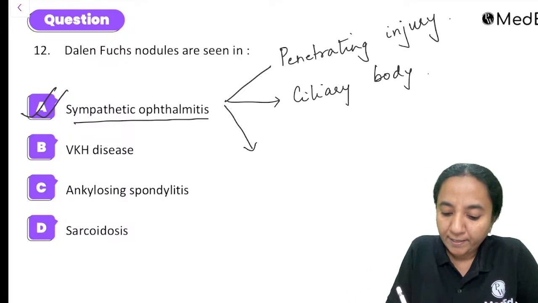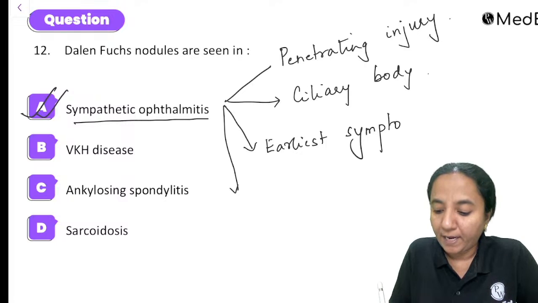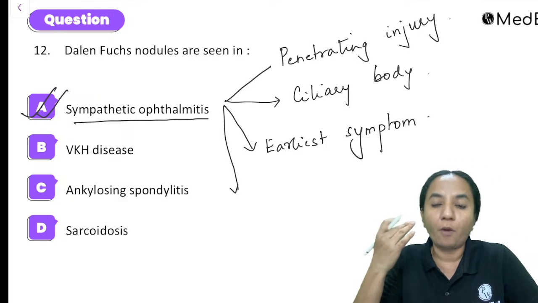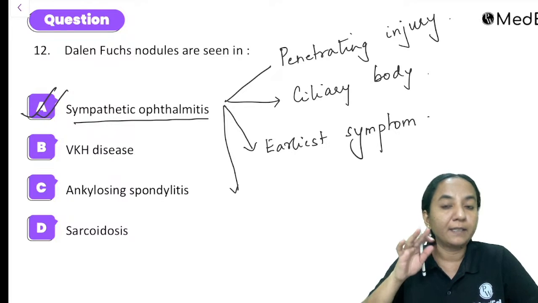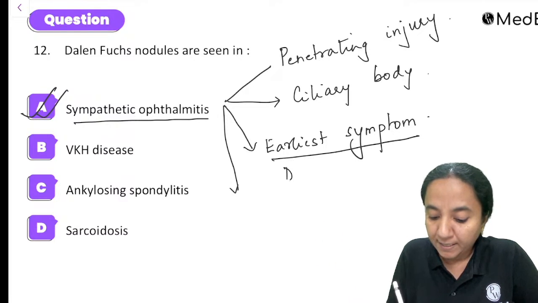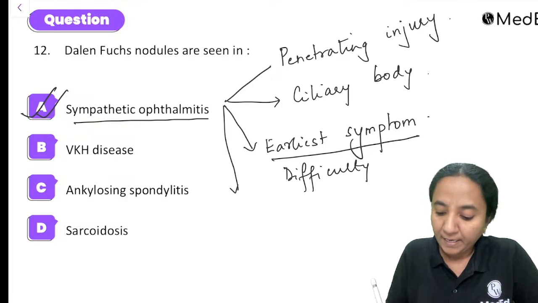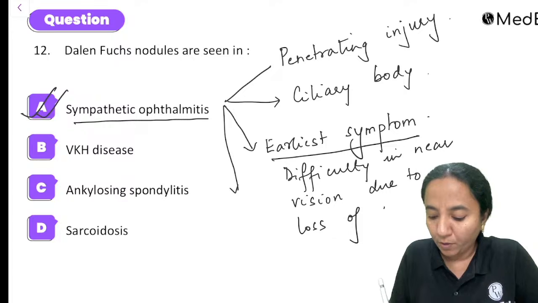So what is the earliest symptom and the earliest sign of sympathetic ophthalmia? Because one eye is already affected because of trauma, and the uveitis is actually developing in the other eye. So we have to keep on monitoring the other eye. What is the earliest symptom? The earliest symptom, please remember, is difficulty in near vision due to loss of accommodation.